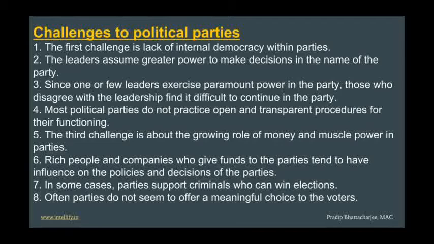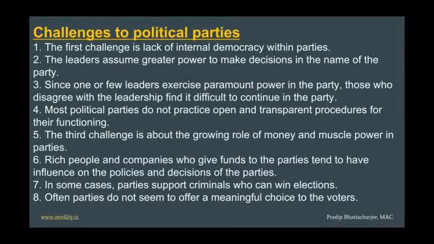Now the challenges to political parties. All over the world, people express strong dissatisfaction with the failure of political parties to perform their functions as well. The first challenge is lack of internal democracy within parties. All over the world, there is a tendency in political parties towards the concentration of power in one or a few leaders at the top. The leaders assume greater power to make decisions in the name of the party. Since one or a few leaders exercise paramount power in the party, those who disagree with the leadership find it difficult to continue in the party.